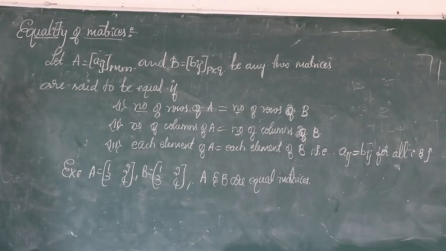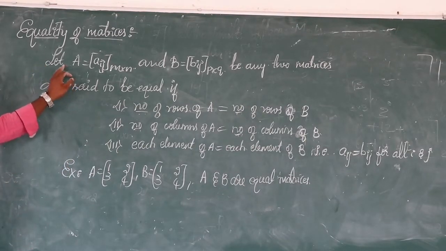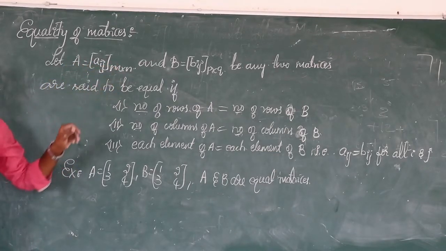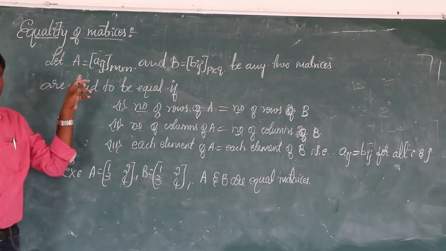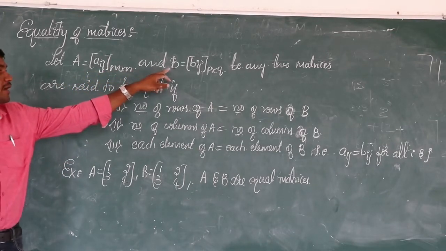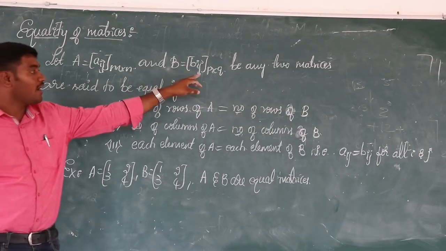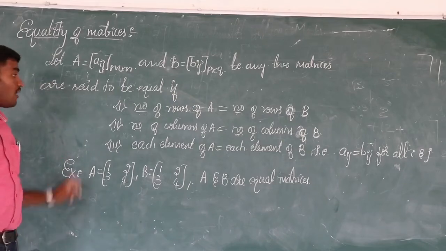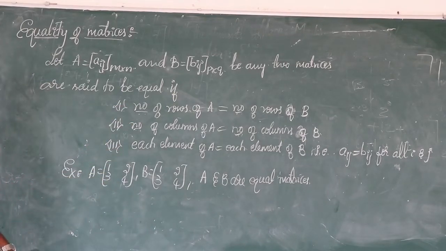Go. Next concept is equality of matrices. Students, let us consider any two matrices here also. A and B are any two matrices. Here the matrix A has elements A with order M by N, and matrix B has elements B with order P by Q. Any two matrices are said to be equal if and only if they satisfy certain conditions.